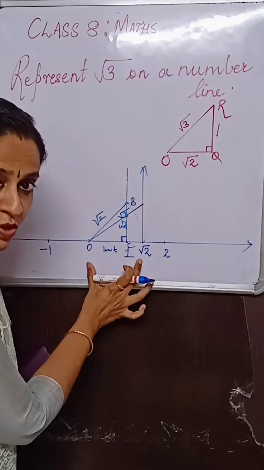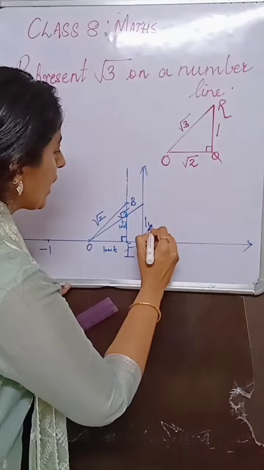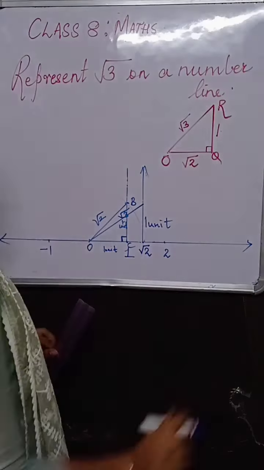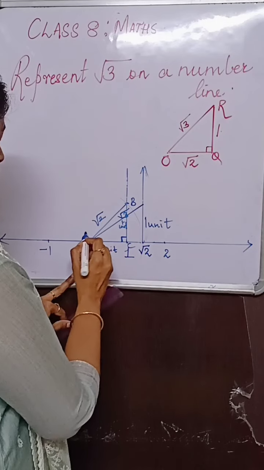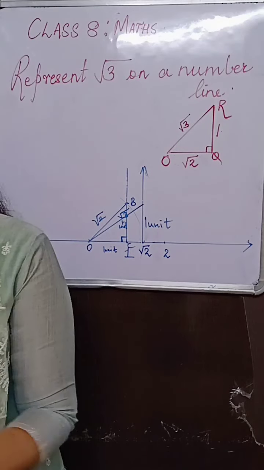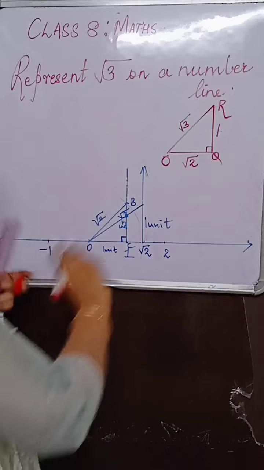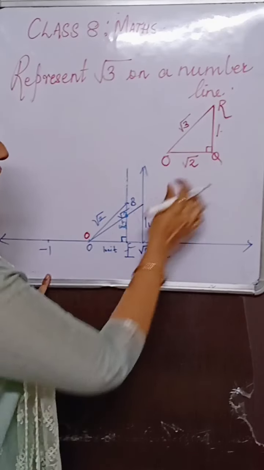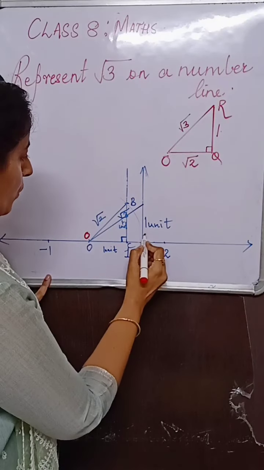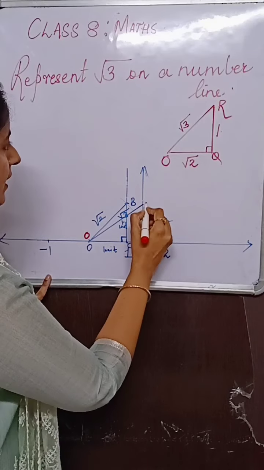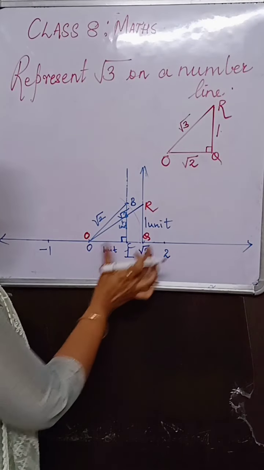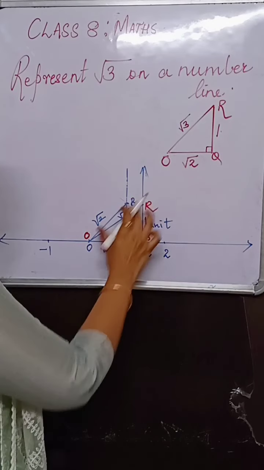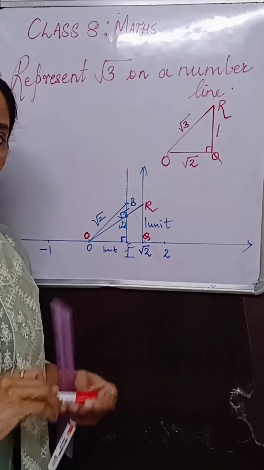When you have base root 2 and height 1 unit, here you write 1 unit. Give that same name. This is O. For your understanding, I'll use another ink. This is O. This is Q. Okay. And this will be R. Till here root 2, height 1 unit and hypotenuse you are getting root 3.